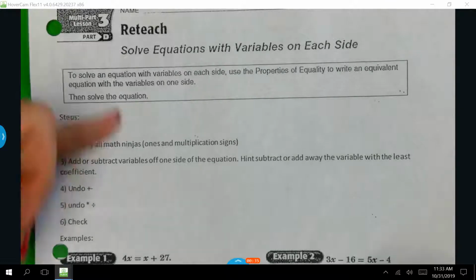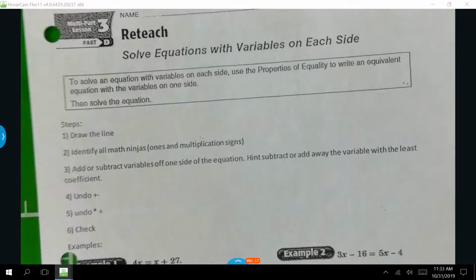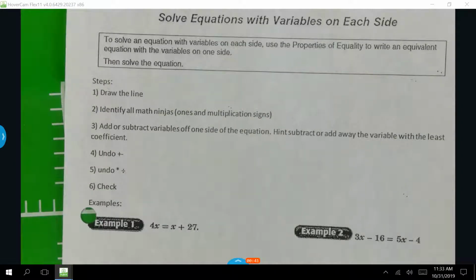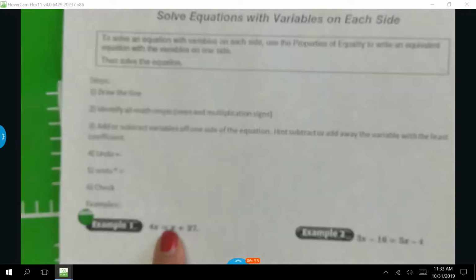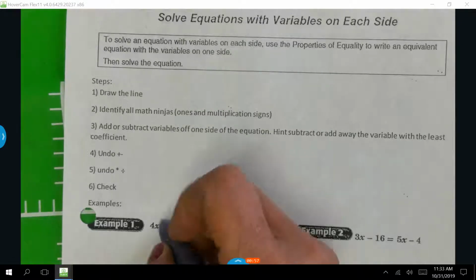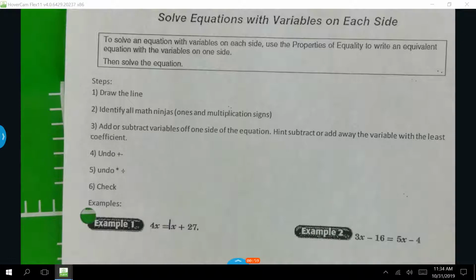So here are some of the notes that Mrs. Smart typed up. Step 1, you guys are good about this, draw the line. That way you make sure whatever you do on the left, you do on the right. She calls them math ninjas. Identify the math ninjas. How many x's are really here? 2. 1. Thank you. That's what I was looking for. This is really an imaginary 1 here. She calls that a math ninja because it's stealth, I guess.